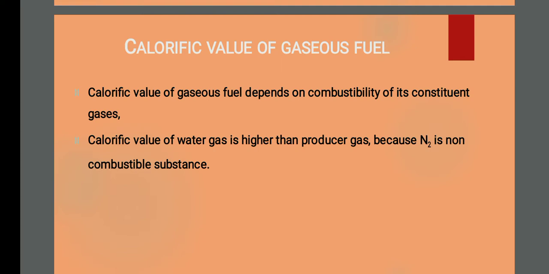Coming to the other things we have seen in today's class: water gas and producer gas. Water gas is a mixture of carbon monoxide and hydrogen. Producer gas is a mixture of carbon monoxide and nitrogen. So we have seen how to prepare water gas, how to prepare producer gas, and what their uses are. Finally, I told you the calorific value of gaseous fuels. So with this I wind up today's class, and this unit is completely over.